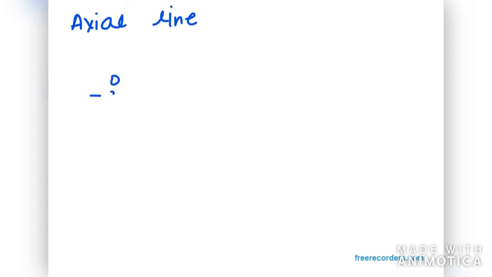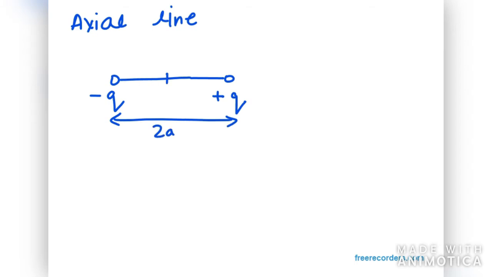We have negative q. We have positive q. They are separated by a distance of 2a. Now suppose we have a point in the middle that is separated by a and a with respect to minus q and plus q. Now I will take the first one as A and the second one as B. So applying the electric field on it.